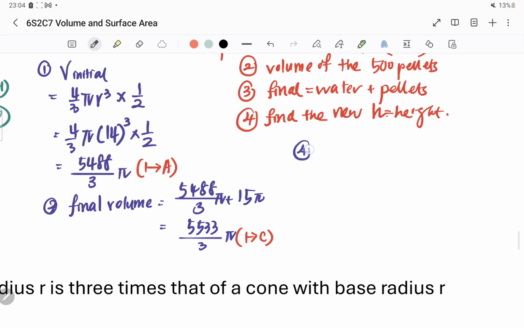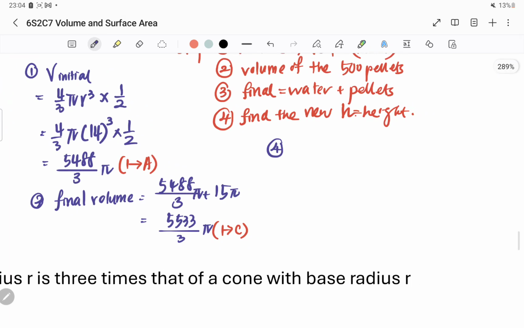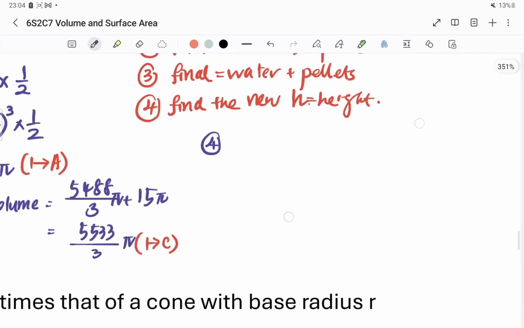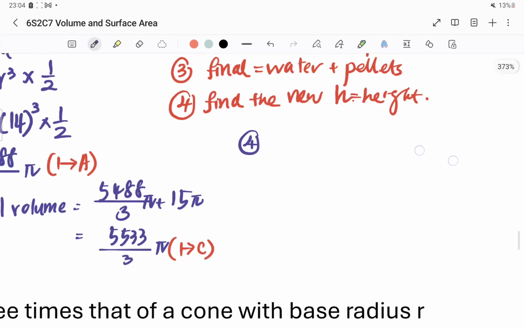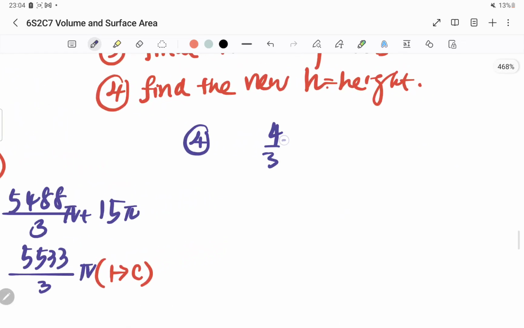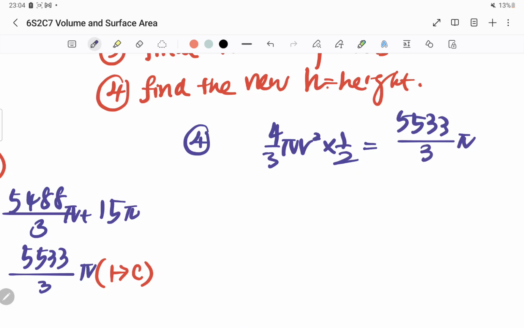Then the third step is done. The fourth step is to find the new height. But before you find the new height, you need to find the new radius. So to find the volume of your hemisphere, you need 4/3 pi r square times 1/2 equals your new volume, 5533 divided by 3 pi. I want to simplify this equation. First, on the left hand side you have pi, on the right hand side you have pi, you can take it away.